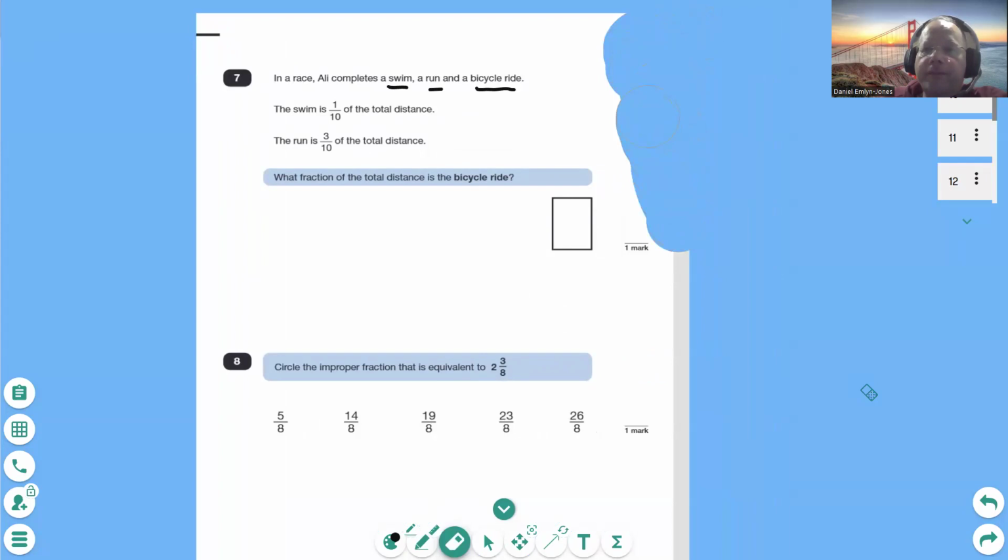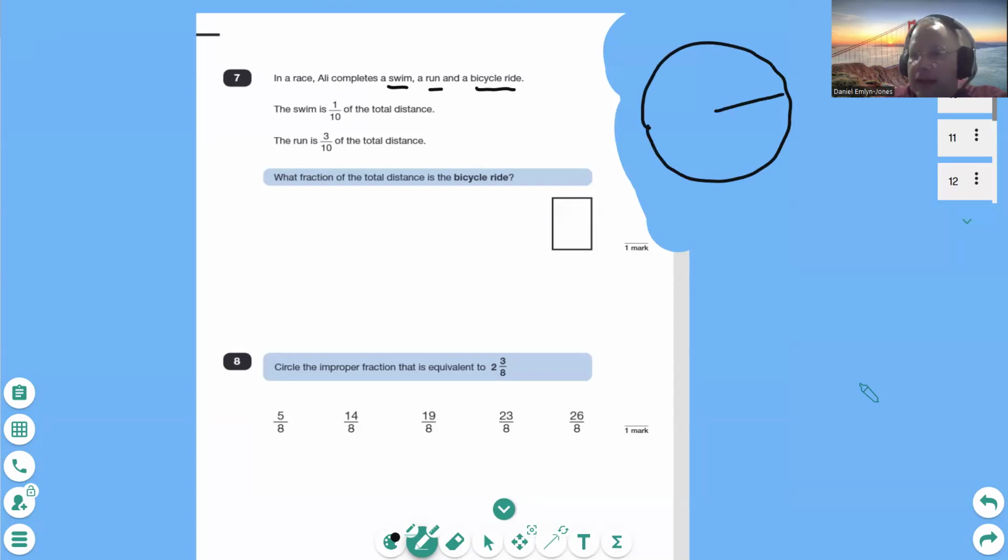Well, in terms of tenths, what will the whole race be in tenths? Is the important bit of this question. What will the whole race be in tenths? It will be 10/10. Because the whole of anything.